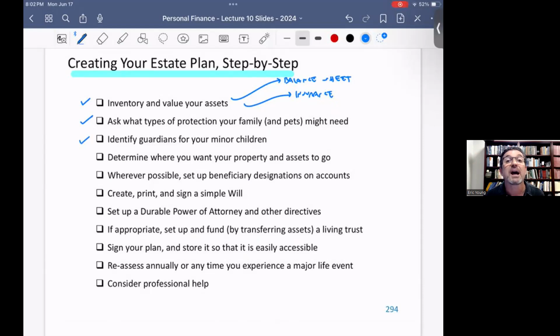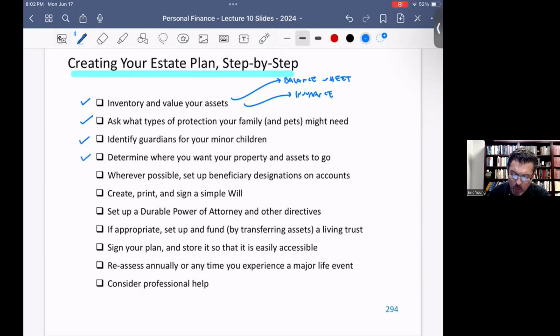If you have minor children, identify guardians for them, people who share your values, people who share your faith stance. And after you identify those guardians, go out and speak to them. Say, hey, listen, I'm doing my estate plan. Can I impose on you that if I die before my children reach the age of 18, will you take them? Will you guard them? Will you protect them? Will you raise them as my proxy in the way that I would have wanted? It's a major obligation. So identify those guardians.